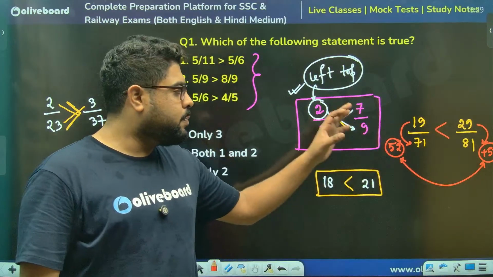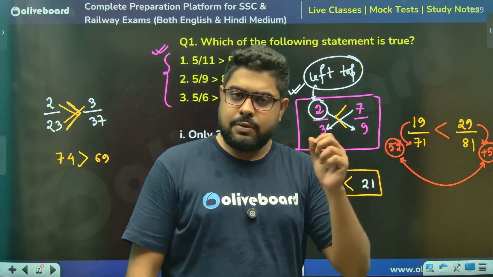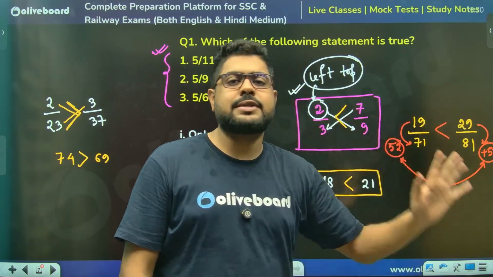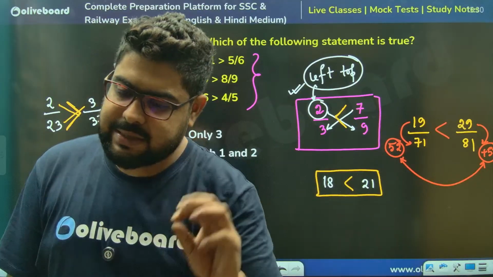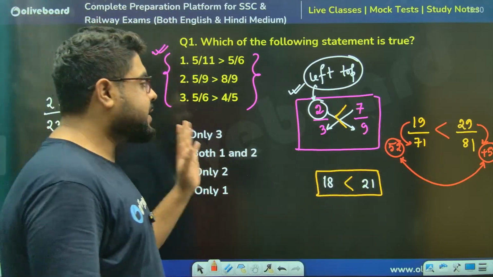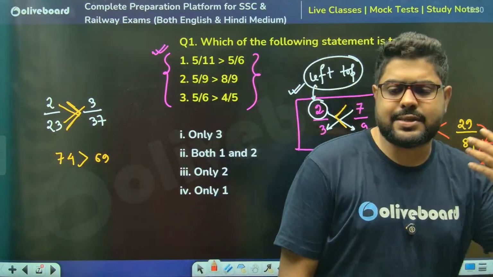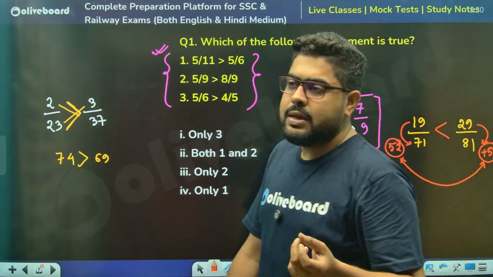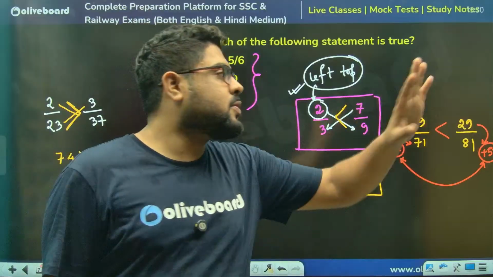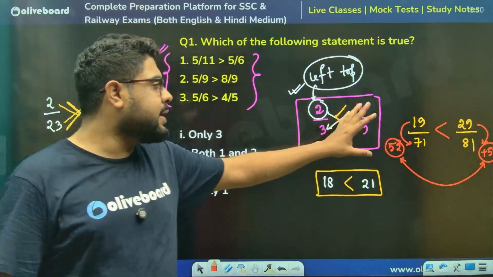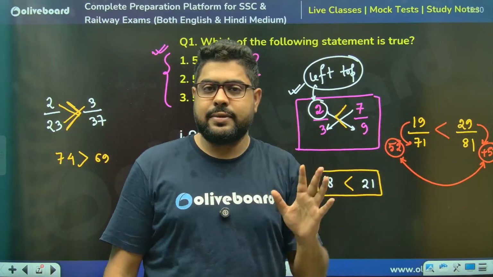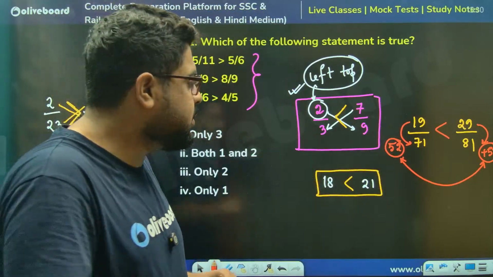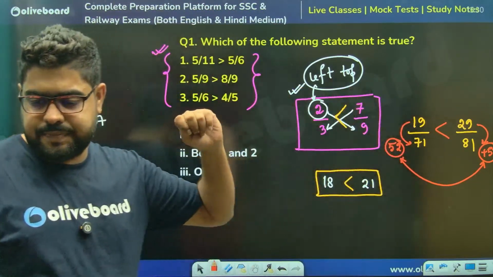For bigger fractions, it's a very good way. Whenever SSC or others give you something like this, they will make sure that this is happening. They will choose the fractions in that way only. Because why does SSC or any exam ask such questions? They want to segregate who can think in this fashion and who can't. That is how you separate good students from not so good students.